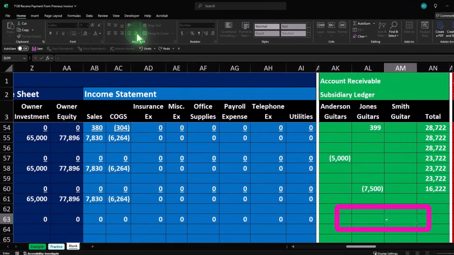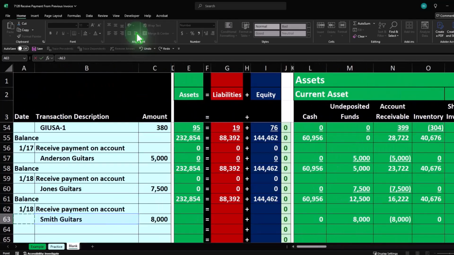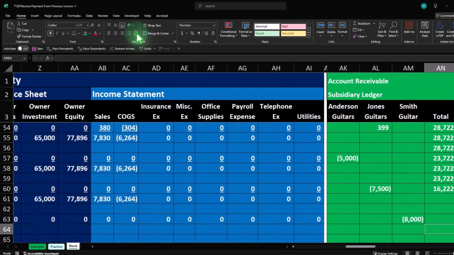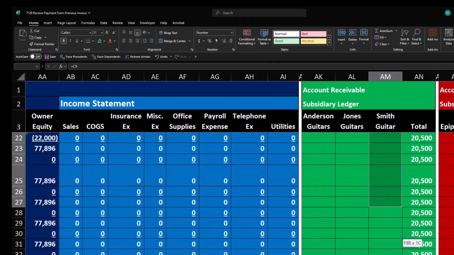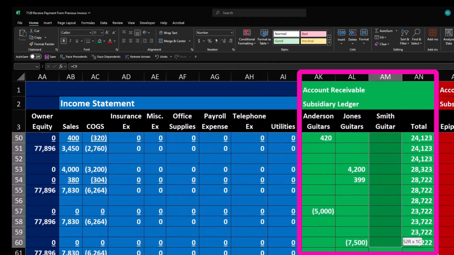I'm going to say this is negative. Smith Guitar. All right, so we had Smith Guitar. The invoice has now been paid. They don't owe us anything anymore.